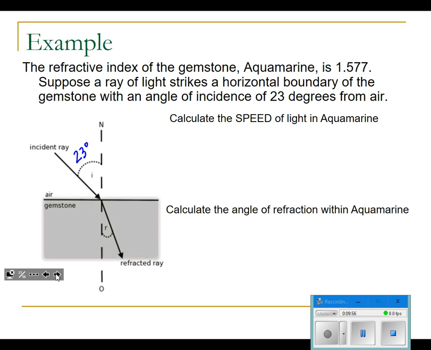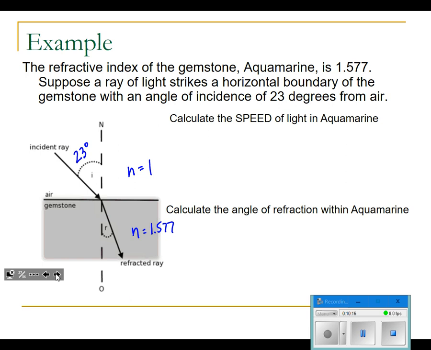We know that the index of refraction for air is 1. You need to know that, by the way. That's something I do expect you to know. Then we were told the index of refraction for aquamarine was 1.577. So I want you to calculate the speed of light in the aquamarine.